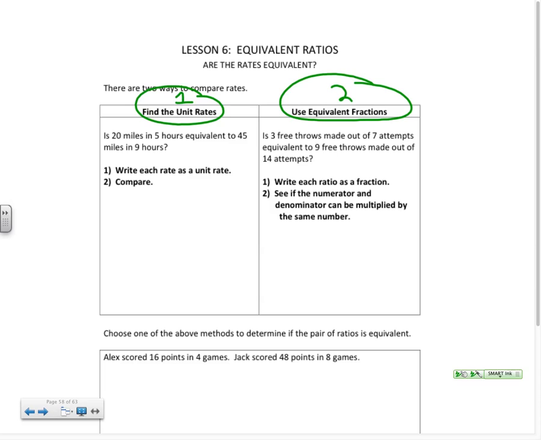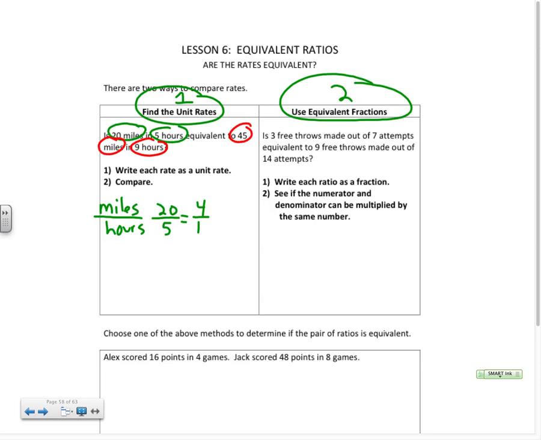Is 20 miles in 5 hours equivalent or equal to the rate 45 miles in 9 hours? Well, we can write each rate as a unit rate. So my first rate is comparing miles to hours, and 20 miles in 5 hours is a unit rate. I know unit means 1, so I'll put 1 under the hours. And it's simply a division problem. 20 divided by 5 is 4. So 20 to 5 is equal to 4 to 1.